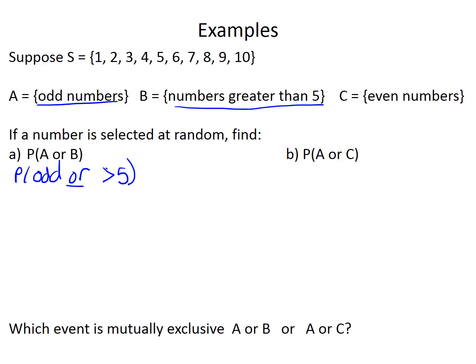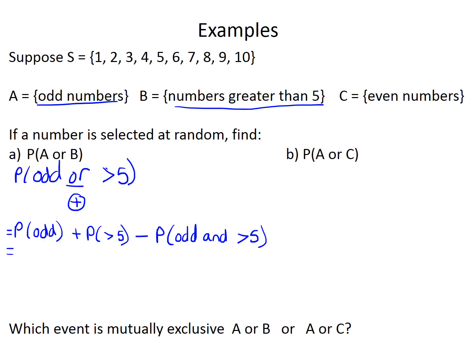So we can do or, of course, means to add. Let's show it both ways. We're going to use the formula in a sense. The probability of odd plus the probability of greater than 5. But then we have to subtract off the odd numbers greater than 5 because we counted them twice, odd and greater than 5. And then we'll see if we get the same result when we just count.